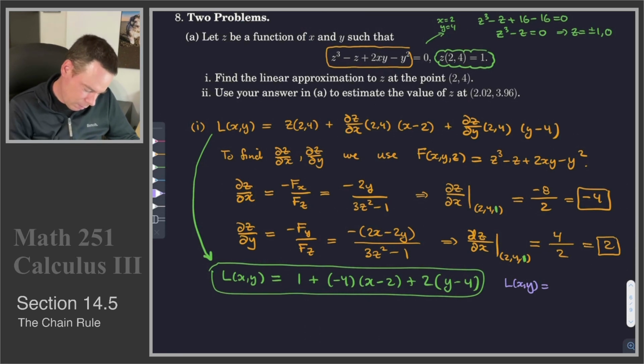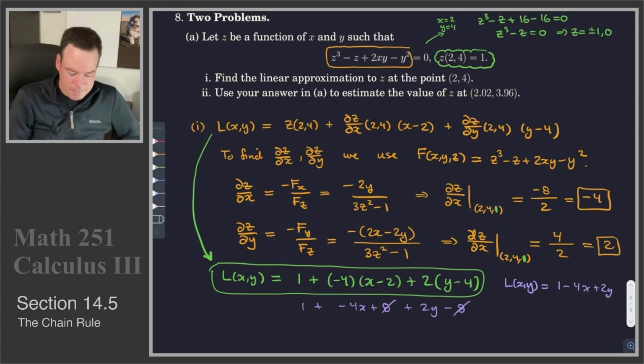So to clean it up, I'll just jot a few things down here. That would be negative 4x plus 8, and that's plus 2y minus 8, and that's a 1 plus. So we would get those 8's canceling, and that would be a 1 minus 4x plus 2y. There's our nice simplified expression.